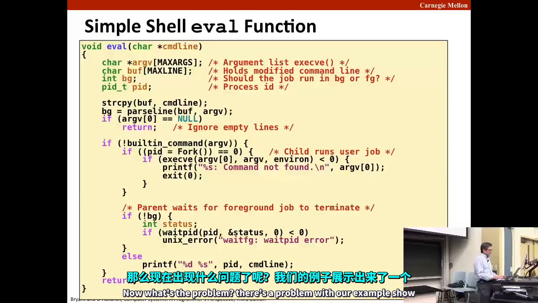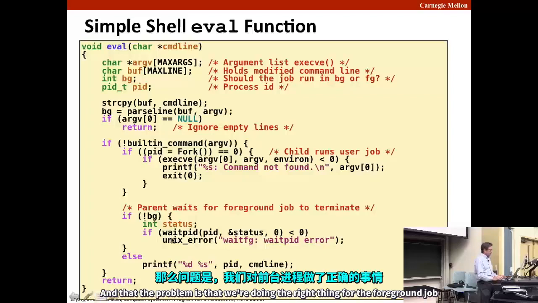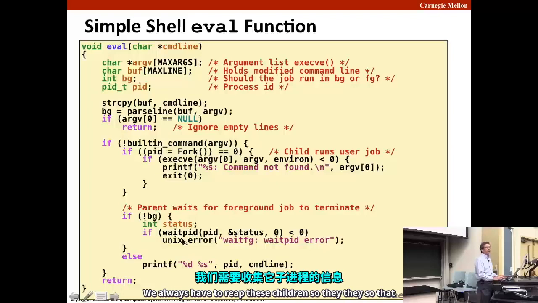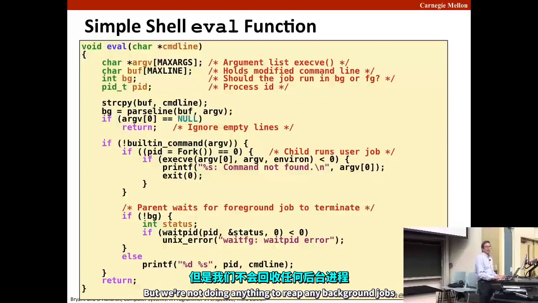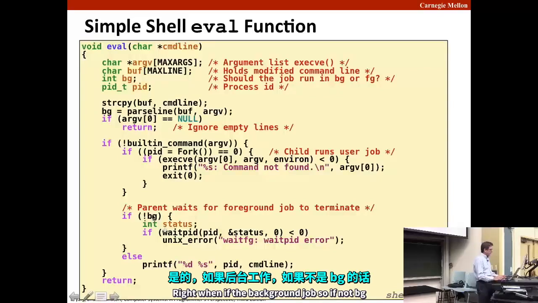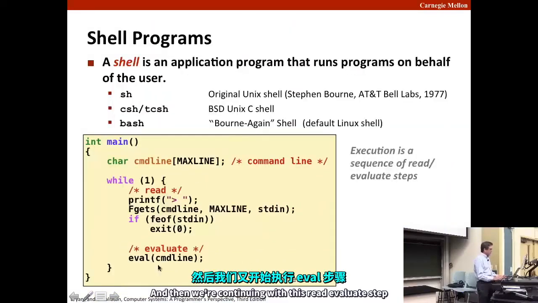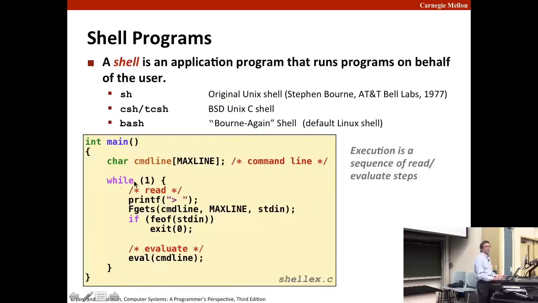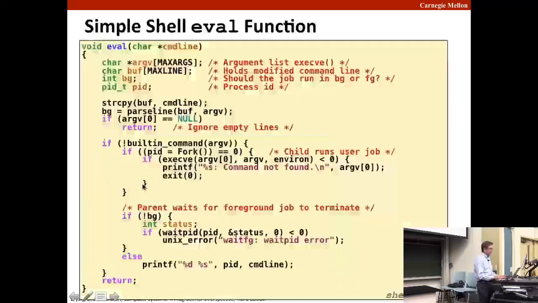Now, what's the problem? There's a problem with our example shell. And the problem is that we're doing the right thing for the foreground job. We always have to reap these children so that their state can be released. But we're not doing anything to reap any background jobs, right? If it's a background job, so if not BG, we're just printing a message and then we're returning, and then we're continuing with this read evaluate step, and never going back and taking care of that background job.